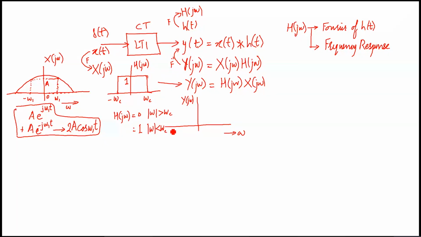So omega c is basically what we can call a cutoff frequency. All the frequencies which are beyond this omega c will get eliminated because they will get multiplied by 0, because we are multiplying H(jω) with X(jω). And the end result that we will have would be something like this.